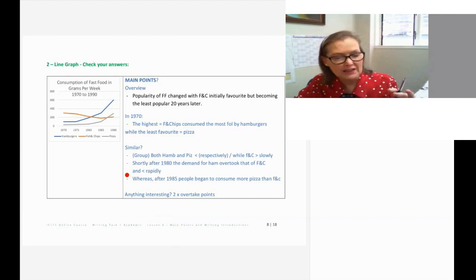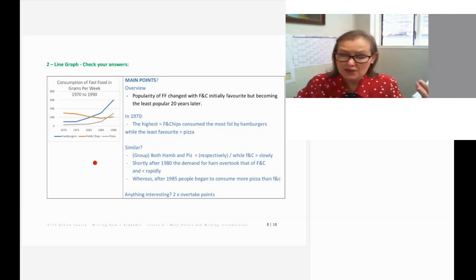So your planning should look something like this. You don't need to write a lot of words. You don't need to write full sentences. When you get your graph, you're going to take 3, maybe 5 minutes at the most to ask those questions and to make some notes on the main points.